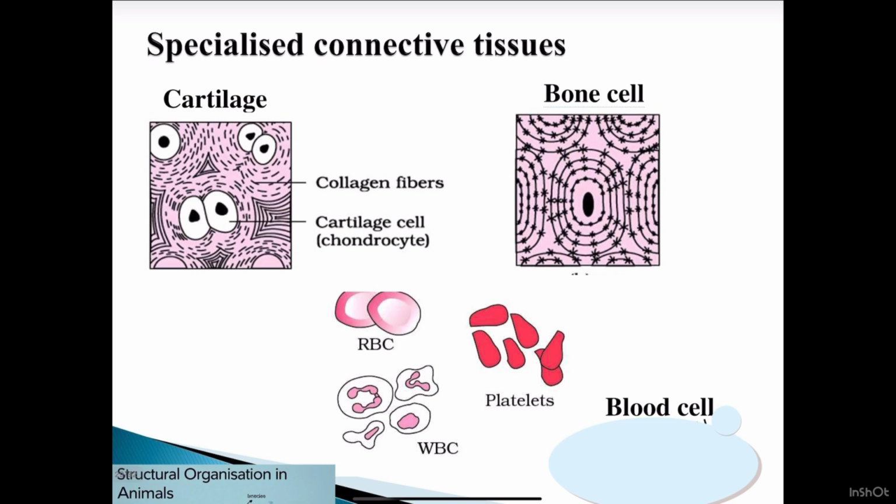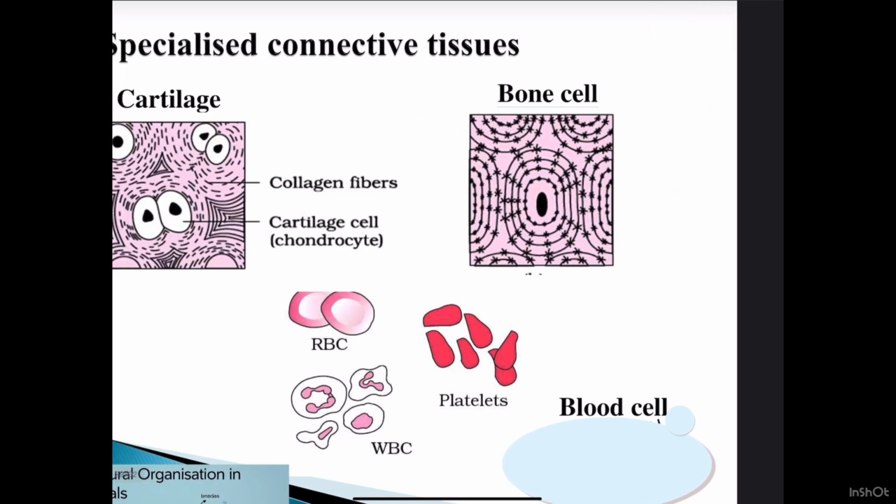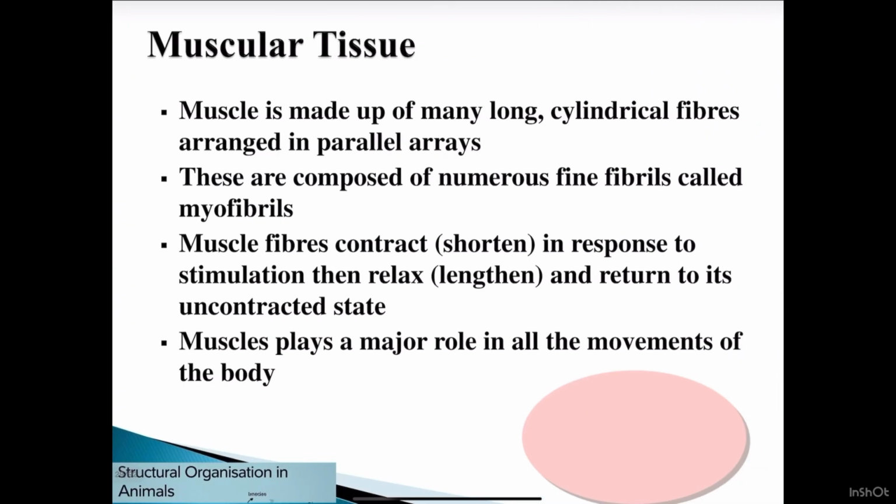Now this is a cartilage diagram-based question. You can see collagen fibers and cartilage cells, which are called chondrocytes. Whereas in bone, the bone cells are called osteocytes, and this is the lacunae where they can be seen. And this is the RBC, platelets, WBC. These are examples of blood cells. These are diagram-based questions. And now we go with muscular tissue.